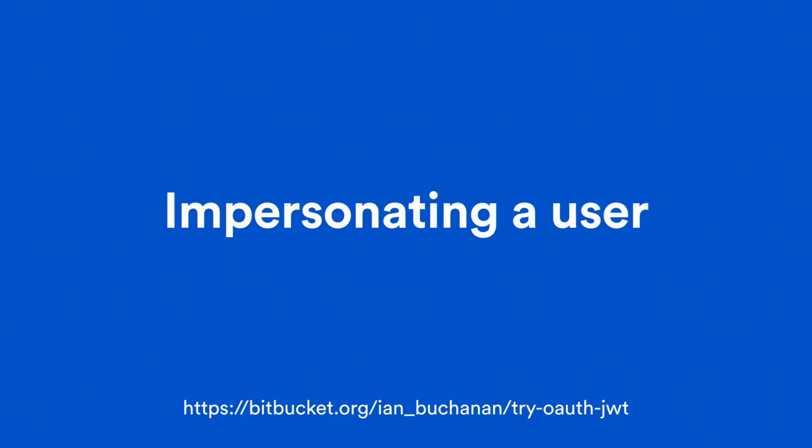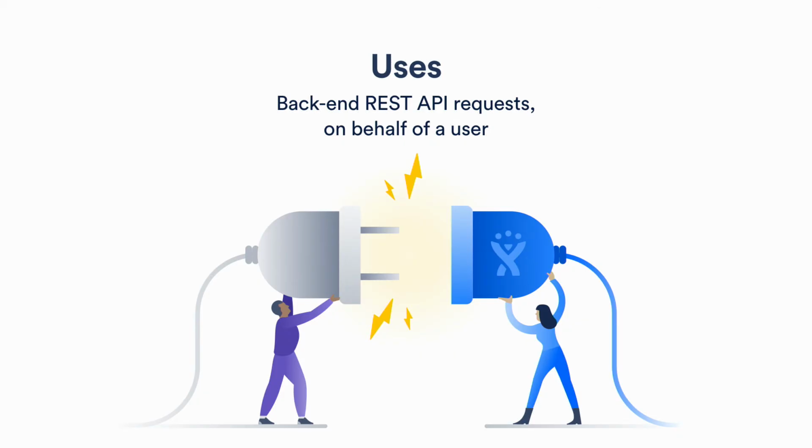Okay, and the third flow is impersonating a user. The example for that, again, is backend REST API requests, but ones that you want to do on behalf of a particular user. An example would be if you want to create an issue, and you want to make sure that the reporter has the right username on it. You can't set that later. You'll have to do it as the user, by making the request as the right user.